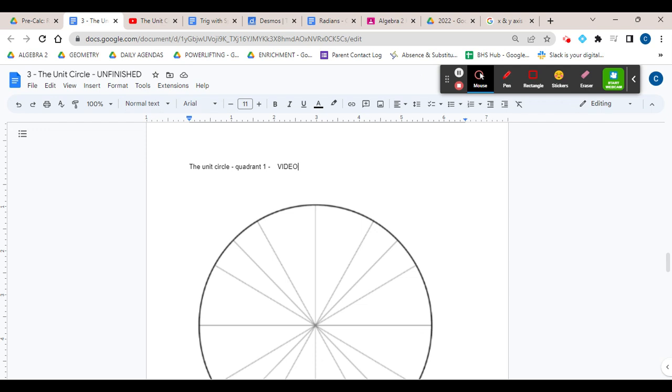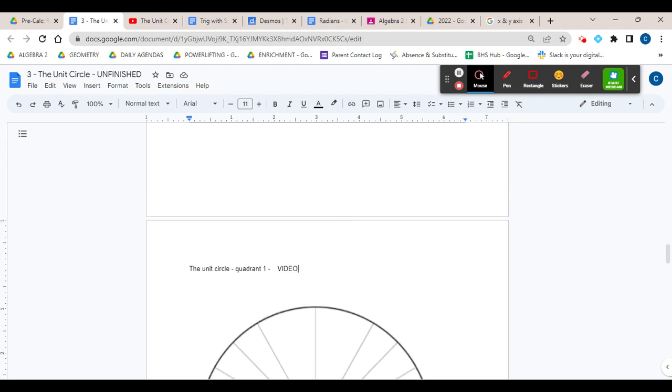Okay, guys, doing a second video in these unit circle notes right here. And really, I'm going to talk about just quadrant one, which is this quadrant right here. I'm going to go through each of these things one by one.